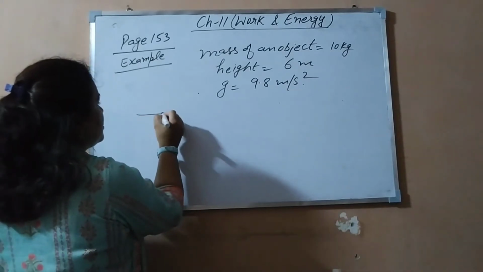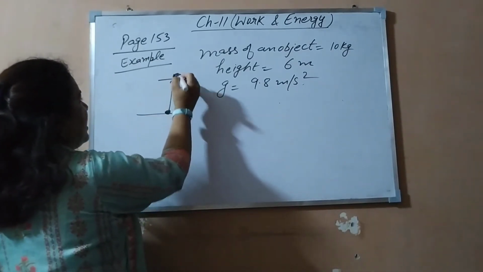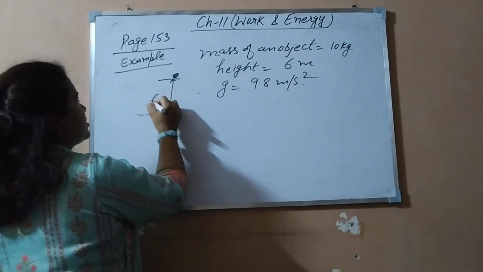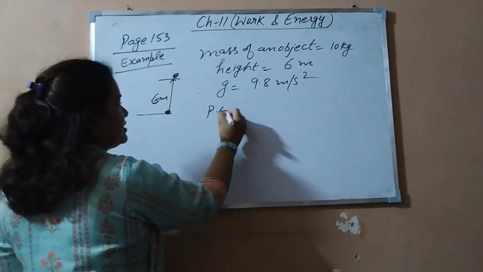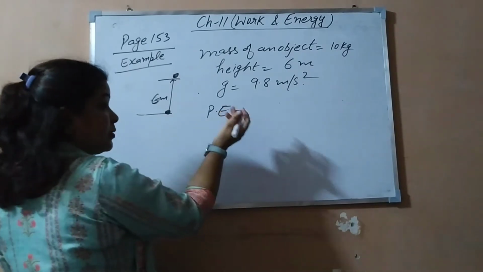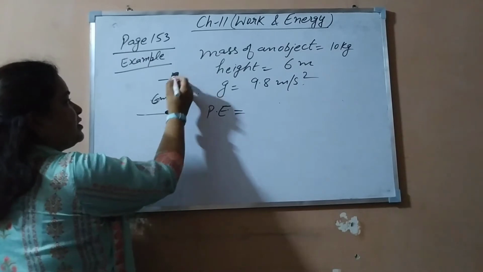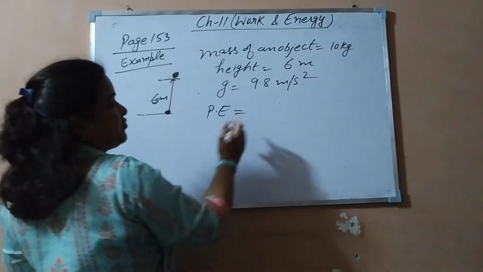What is the situation? From this ground, the body is raised to this height. And what is the mass of the body? 10 kilogram. And it is raised to height 6 meter. So when it will be raised, it will store inside it its potential energy. It is not given in the question that calculate potential energy. But we know that when we will raise the body to some height, that when we will do work on it, then inside it potential energy will be stored.